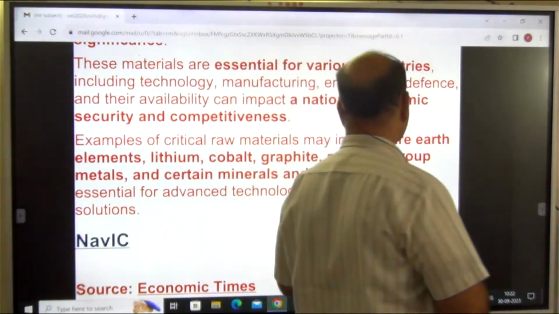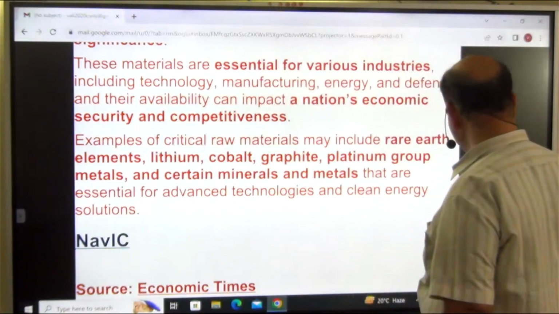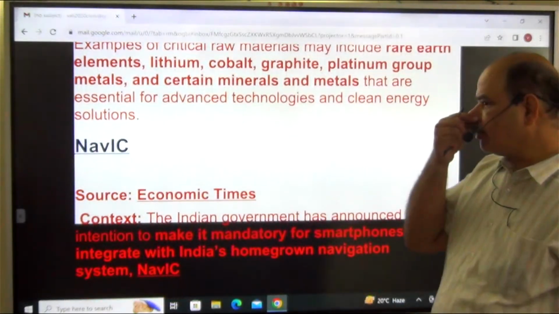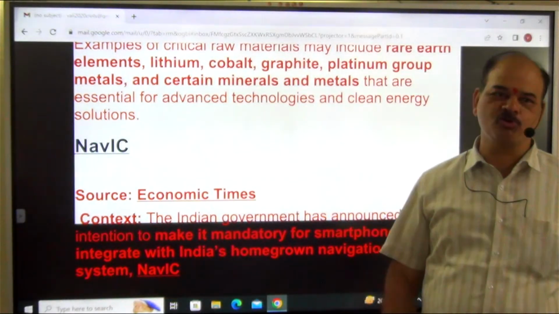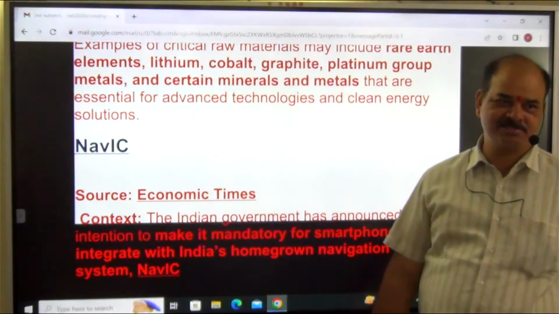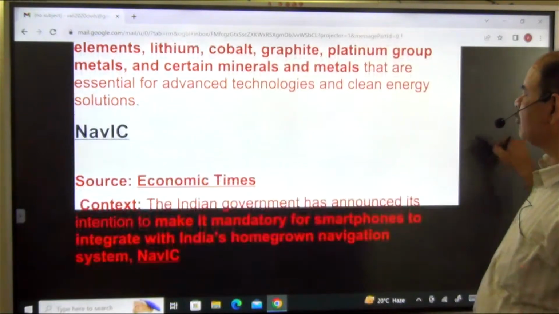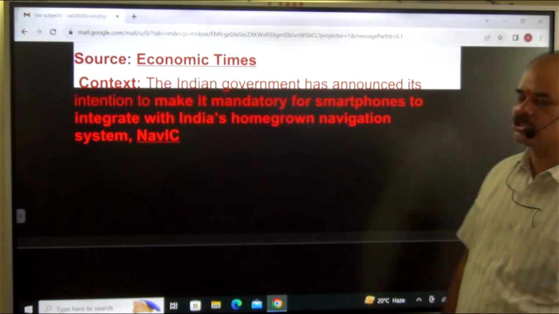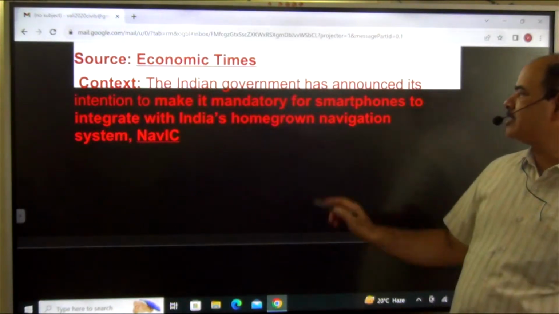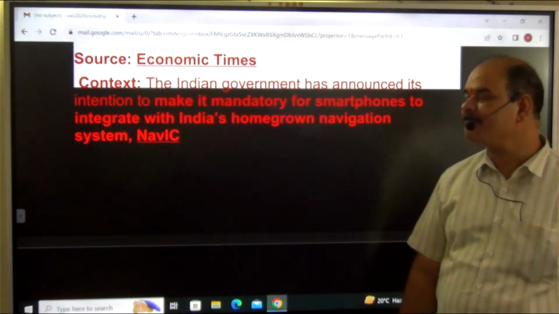Yes, excellent. So it is an indigenous navigation system. The government has made it mandatory for all the 5G phones to use this. Okay. The Indian government has announced its intention to make it mandatory for smartphones to integrate with India's homegrown navigation system, NAVIC.